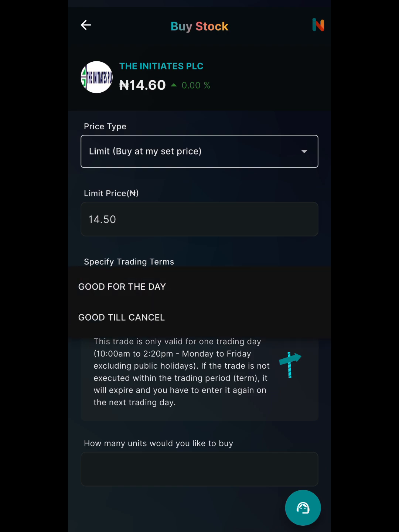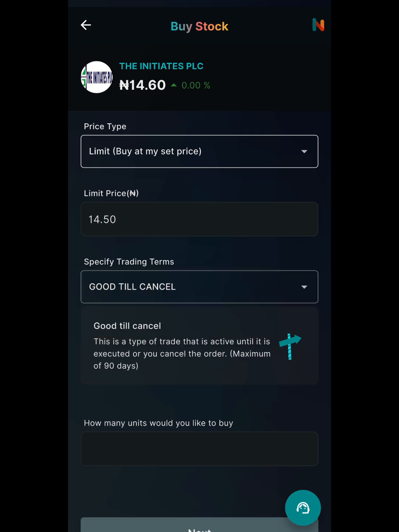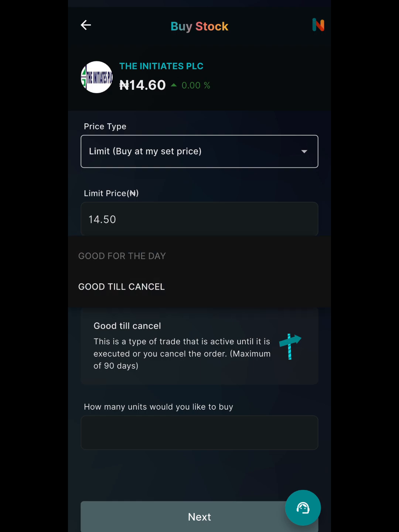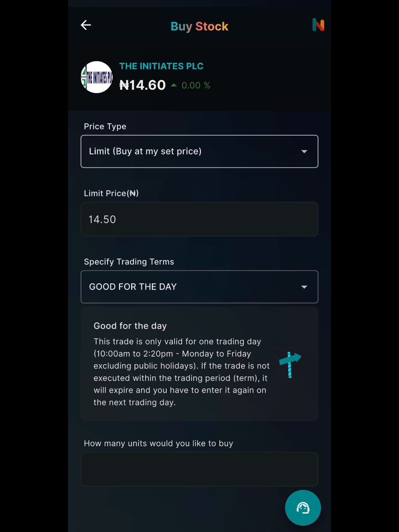But if you want to set it to buy any day, tomorrow, next Monday, it doesn't matter, you select good till cancel. So it sets the trade for you, and it keeps checking for when it reaches 14.50, so that transaction will trigger. So I'm going to do good for the day, just today.